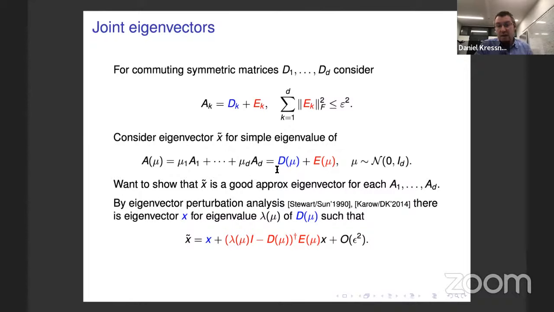It's going to be approximately an eigenvector of D(mu), up to some perturbation introduced by E(mu). And then you can look at the seminal, famous book by Stewart and Sun from the 1990s, which contains a lot about eigenvector perturbation analysis. You will find a formula which tells you that there's an exact eigenvector of D(mu). Remember, this was the linear combination created from the commuting matrices, the unperturbed one, for an eigenvalue of that combined matrix, which differs from x tilde by this term.